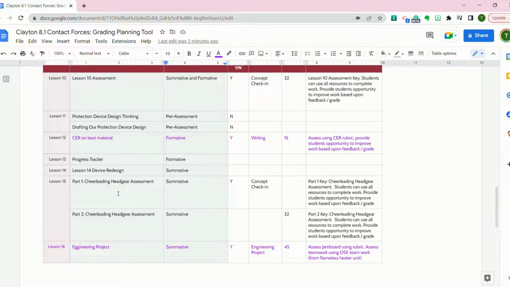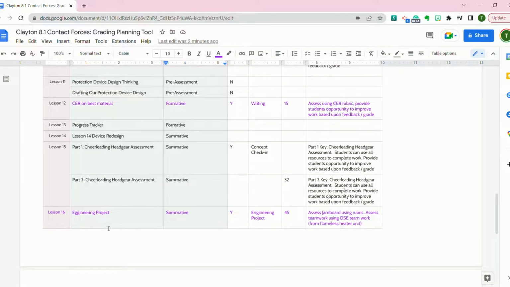And then we do have the kids go through the cheerleading headgear assessment. However, this one we have them work in teams, and we're getting them ready to do this project. But we do score it out of 32. We use the keys to help us get to those particular points.